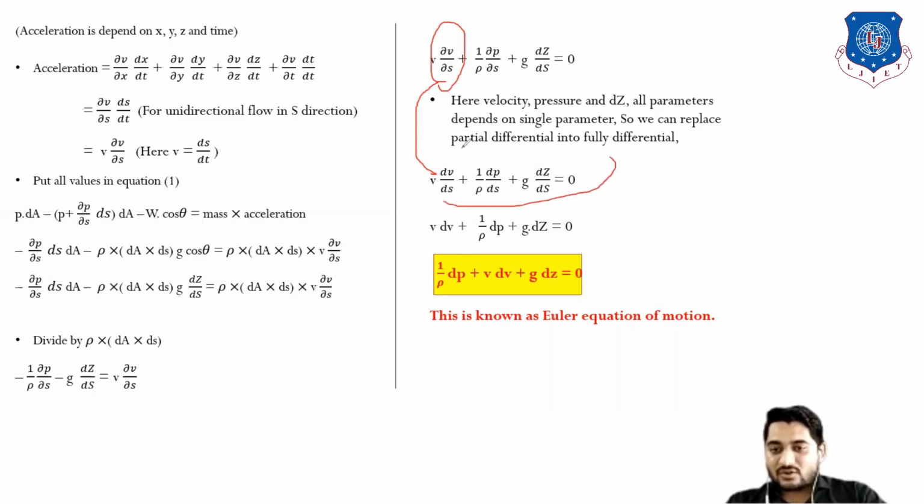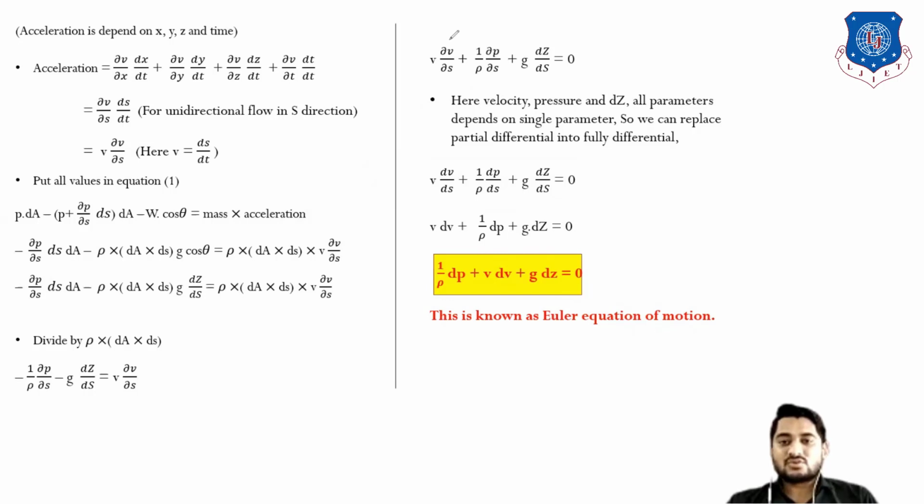If we divide all three terms by ds, 1 by ds is common, and V dV plus 1 by rho dP plus Z into dz is equal to 0. Now let us rearrange again. 1 by rho dP plus V dV plus Z dz is equal to 0. This equation is known as the Euler equation of motion. Clear students? I again repeat, 1 by rho dP plus V dV plus Z dz is equal to 0. This is known as the Euler equation of motion.